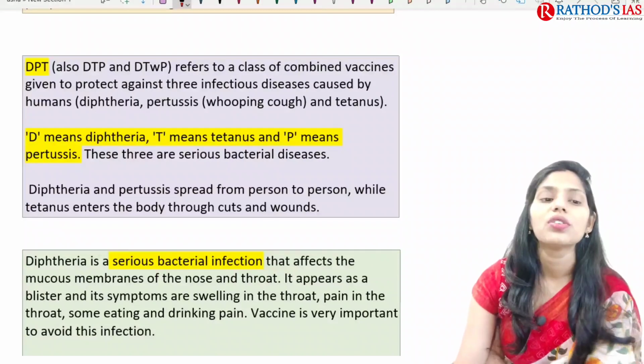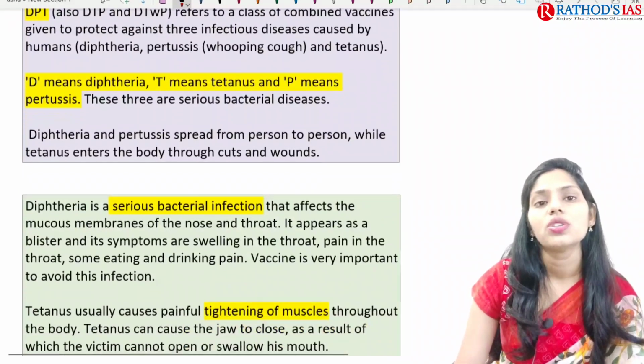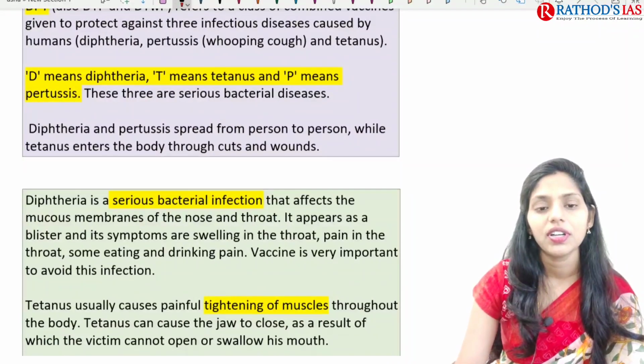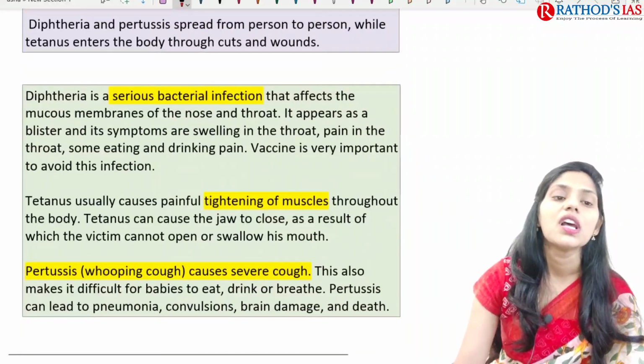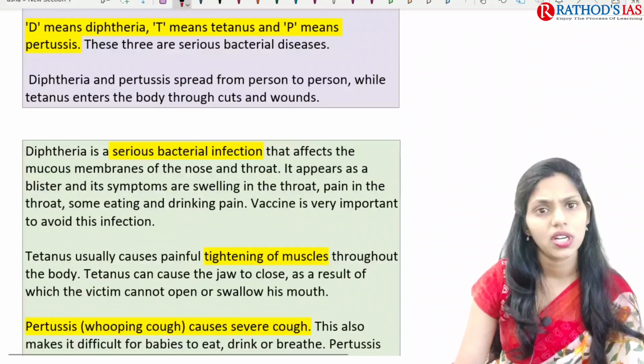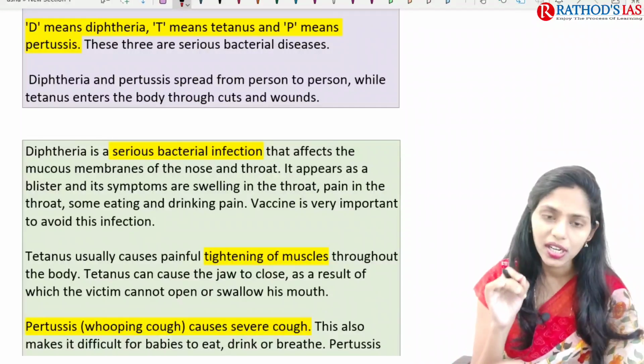It is a combination of vaccines, and it is given to protect against 3 infectious diseases. That is diphtheria, pertussis and tetanus. D for diphtheria, T for tetanus, and P for pertussis. Here diphtheria and pertussis spread from one person to another, while tetanus enters the body. So how will this tetanus enter?